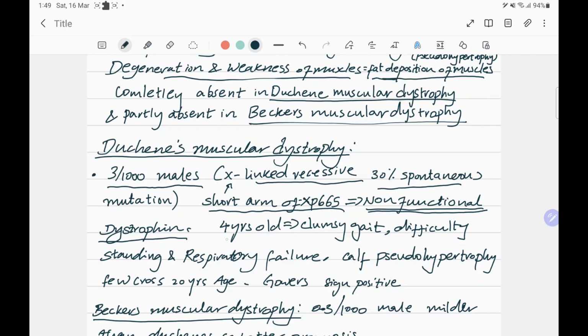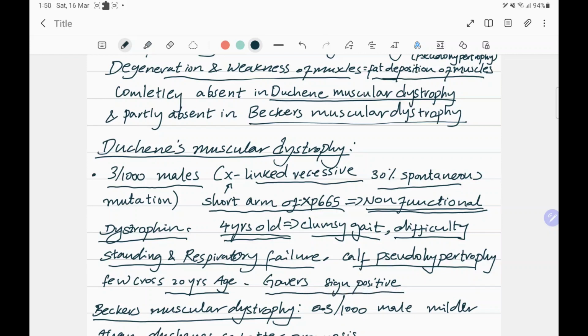The onset of this disease is usually at the age of 4 years. You get a kid who's got a clumsy gait. He can't walk properly. He has difficulty in standing, and eventually he'll get respiratory failure because the respiratory muscles get involved, and eventually that's how they die. Very few of them ever cross the age of 20 years, and there will be calf muscle pseudohypertrophy. So the calf muscles look really thick and strong in them. And there's a sign called Gower's sign positive.